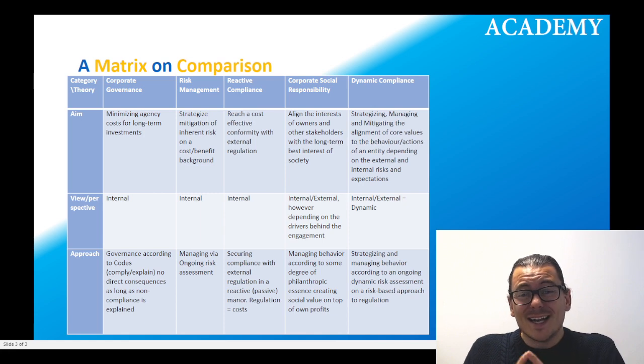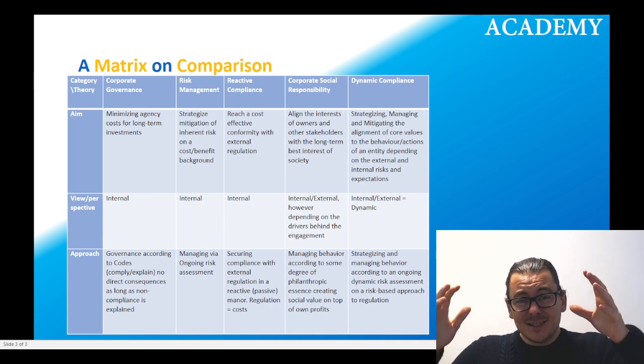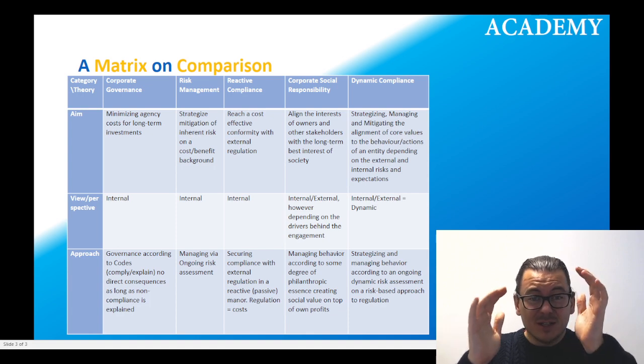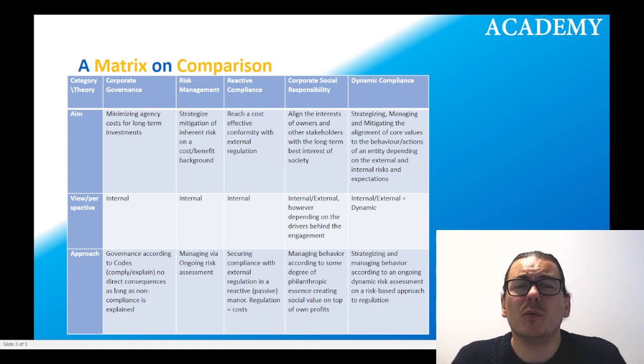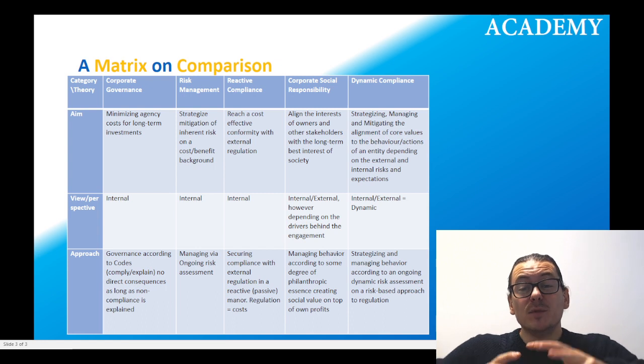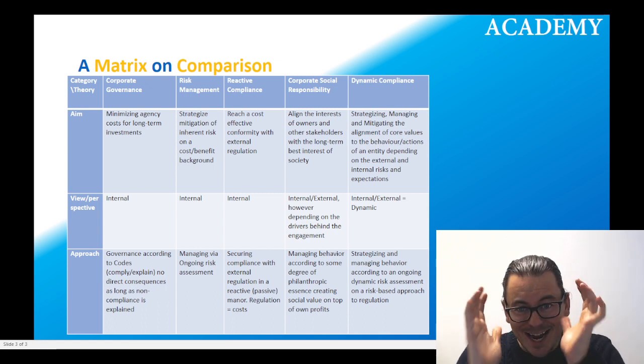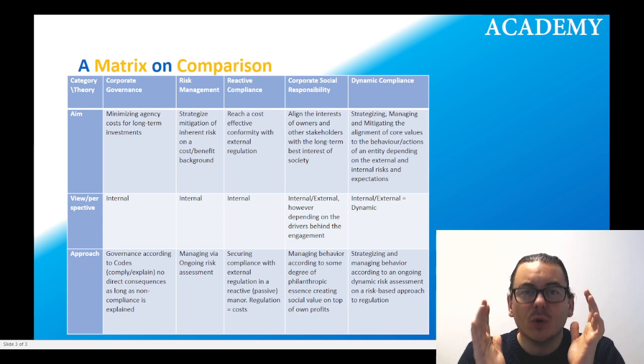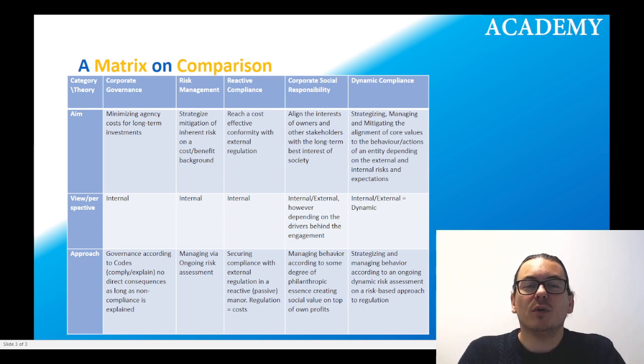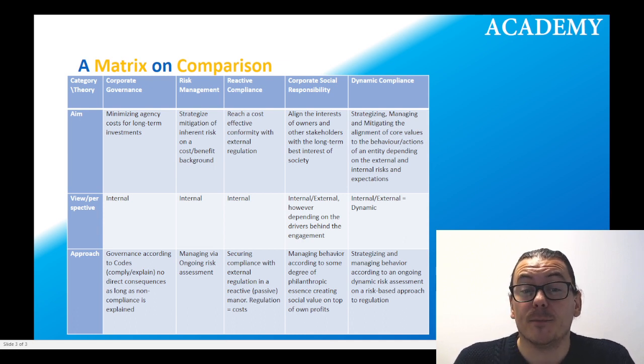What has actually happened is that all these different theories, considering different elements of corporate behavior and societal needs, societal values and expectations, have come together and created a new era of management, a new era of compliance, and a new era of risk alignment, risk assessment, and behavior based on risk and societal value.